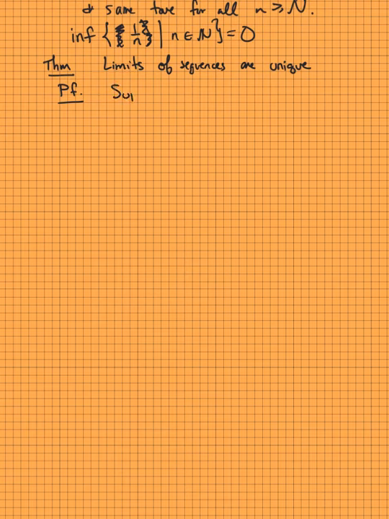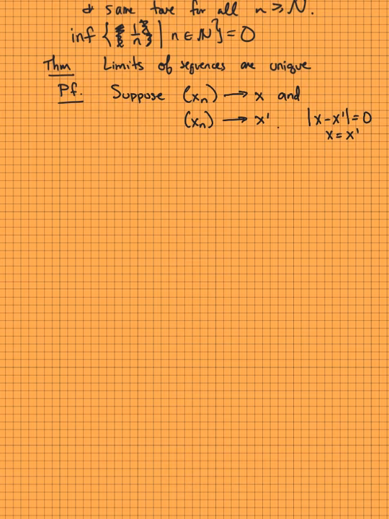Well, suppose we have xn, which converges to x and converges to x prime. So the same sequence converges to two different things. What we want to show is that the distance between x and x prime is 0. This will imply that x equals x prime.